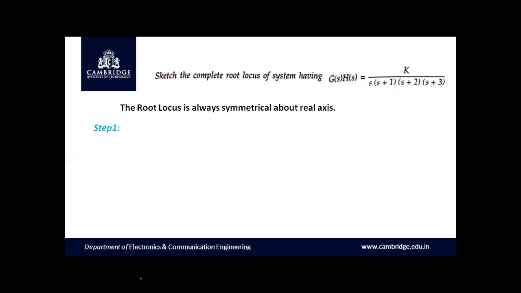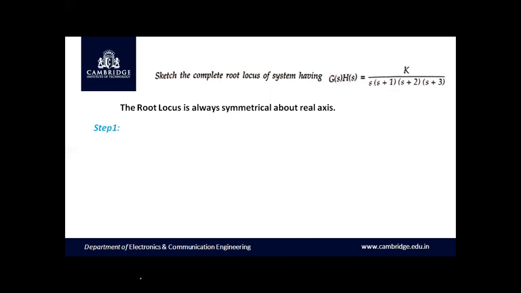Let us take this example problem. Sketch the complete root locus of a system having G(s)H(s) equal to K divided by s into (s plus 1) into (s plus 2) into (s plus 3). So you are given an open loop transfer function G(s)H(s), and with respect to the given data, we have to sketch the complete root locus.